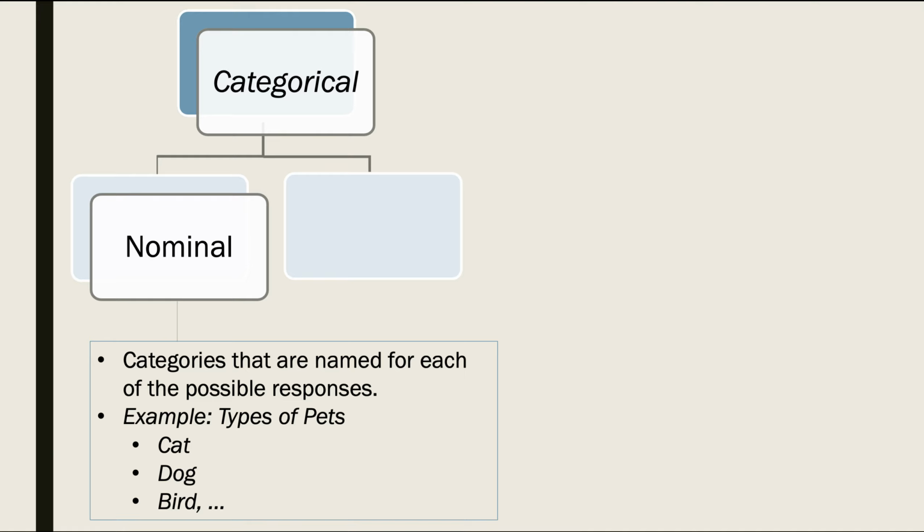Then categorical data, if it's nominal, is because the categories are named for each of the possible responses. For example, if I talk about types of pets, what categories can I have? Cat, dog, bird, fish, turtle, whatever, and so on. When we can have those categories, those are called nominal data.